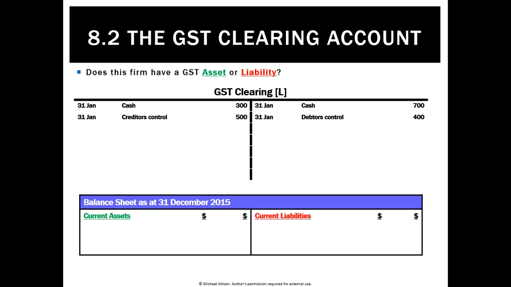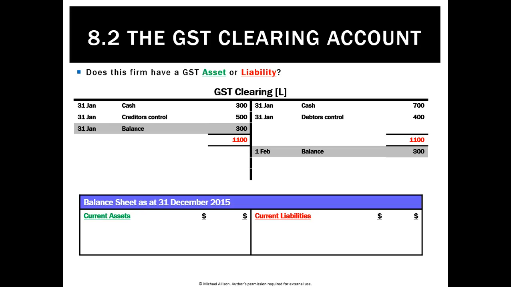Does this firm have a GST asset or liability? So looking at the transactions that we've posted, we'll need to balance it. So we add up the bigger side, which is going to be the credit side, put that total on the other side, subtract away the difference, and carry the balance forward. So in this case, the GST clearing account has a credit balance, so that must mean it's a liability. So that would show up as a current liability, and note the name of it. We're not going to call it GST liability in the balance sheet. We're writing the name of the ledger, so it's very important that we write GST clearing.